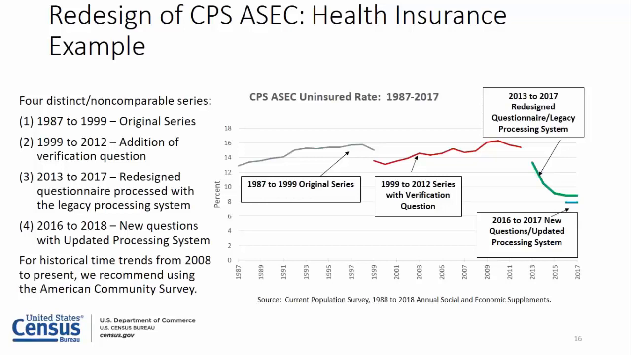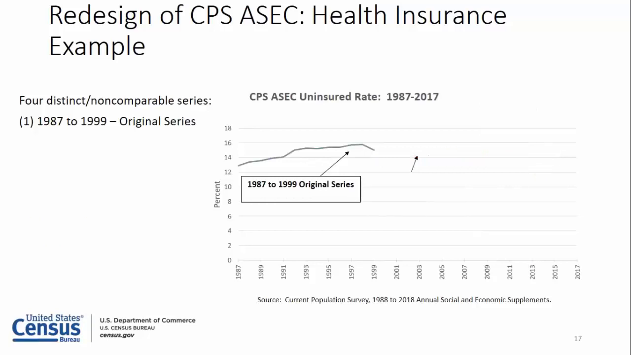This chart shows a time series for CPS ASEC estimates of the uninsured. As you can see, this is a little more complicated than the income series. We began measuring health insurance coverage in the CPS ASEC in 1988, publishing estimates for coverage in 1987. Research had shown that the uninsured rate was higher than other sources of data.